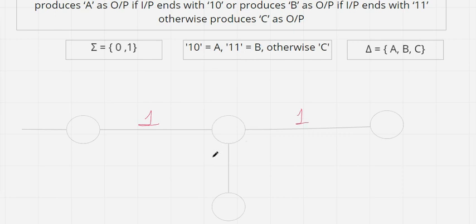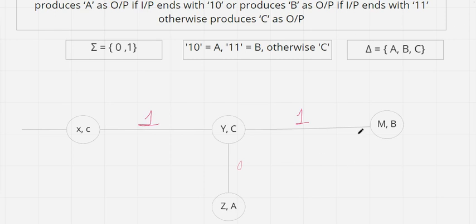If the transition is 1, 1, then the output will be B, so this state will have the output B. Now for 1, 0, that's why I have taken one more transition, that is for 0. If it is 0, then this state will produce the output A. Otherwise it is C. I think it is clear how we have proceeded. So let me name the states as well as the outputs.